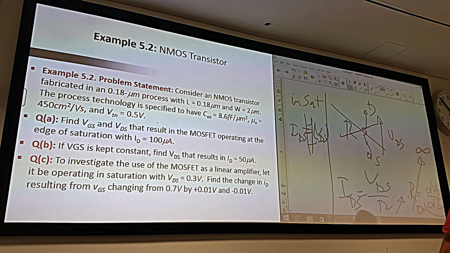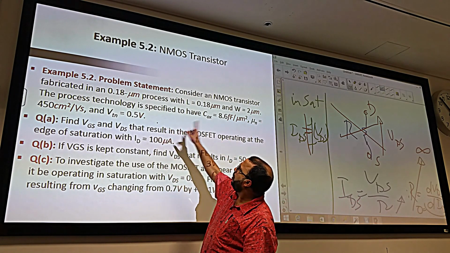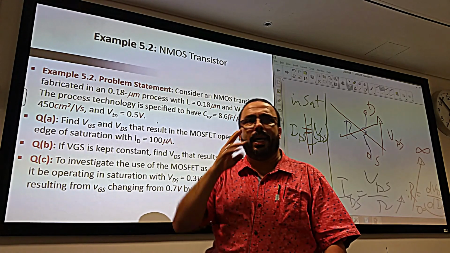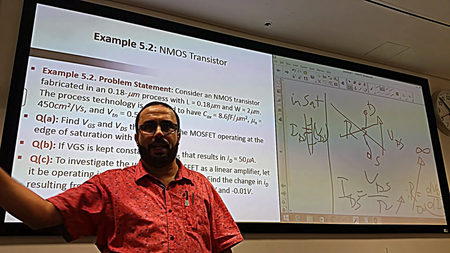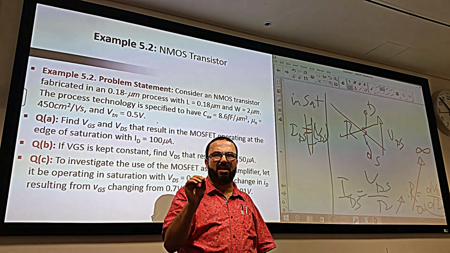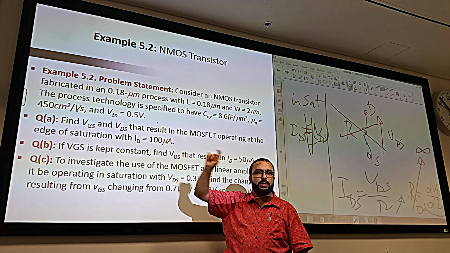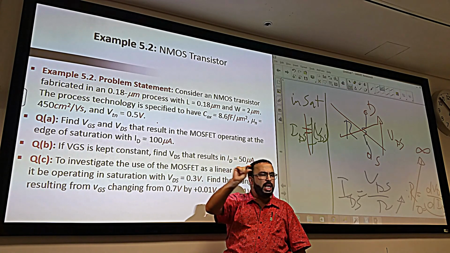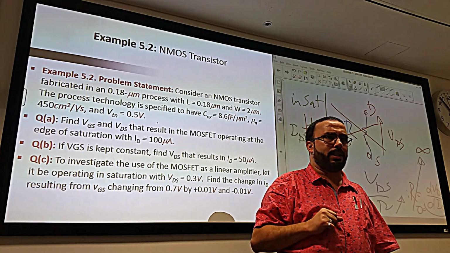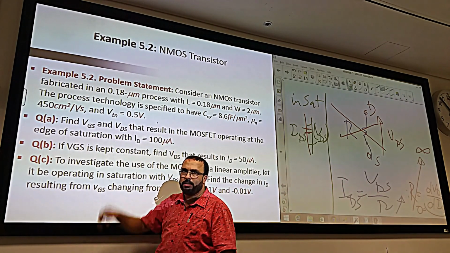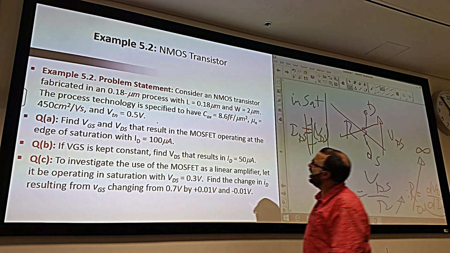So what do we have here? We have a problem here. It says that we have an NMOS transistor fabricated in 0.18 micron process. How do we call a process? Process means fabrication technology. Remember that. Write it down: a process is a fabrication technology. It's always named after the minimum length of that technology because the transistor has a length. The minimum length that the technology can fabricate the transistor, that will be the name of that technology. So if we call it 0.18 micron, automatically that is the minimum length, 0.18 micron. Clear? Excellent.